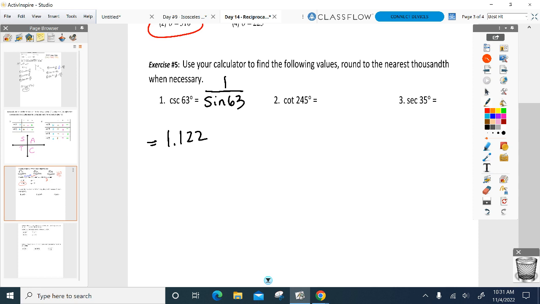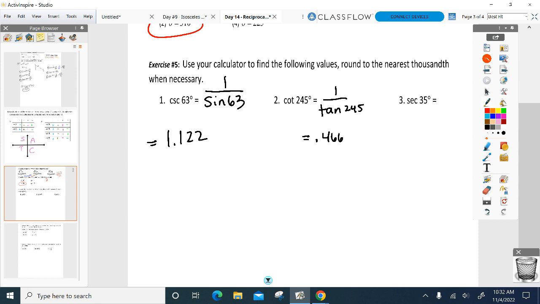Cotangent 245. Oh. Can't do tangent of 245. You got to flip it and do what? 1 over tangent of 245. And that is what? 0.466? Yep.